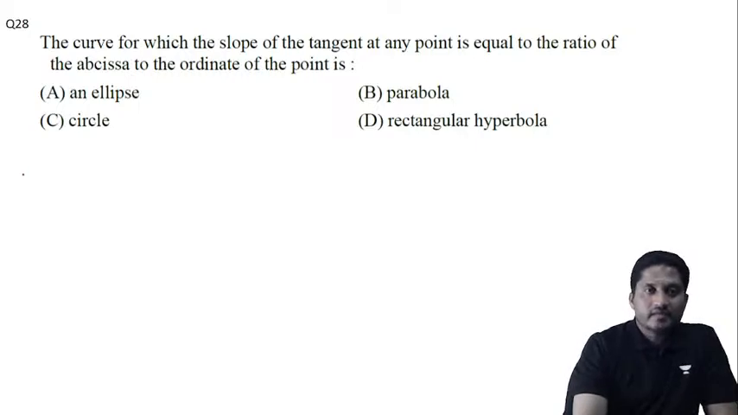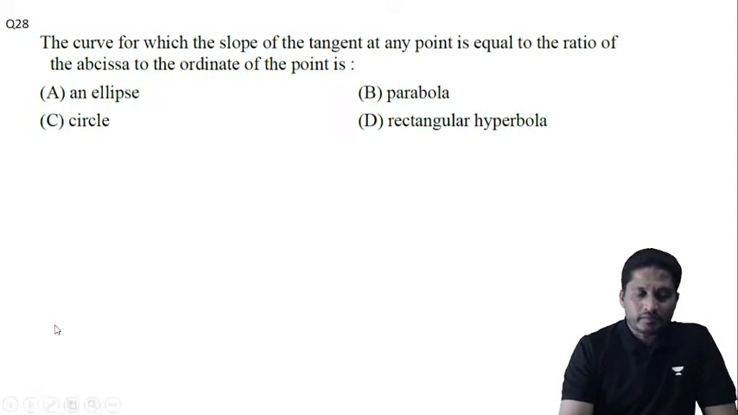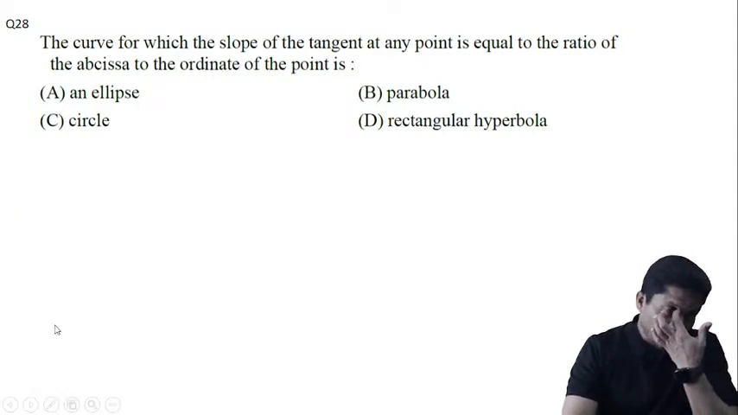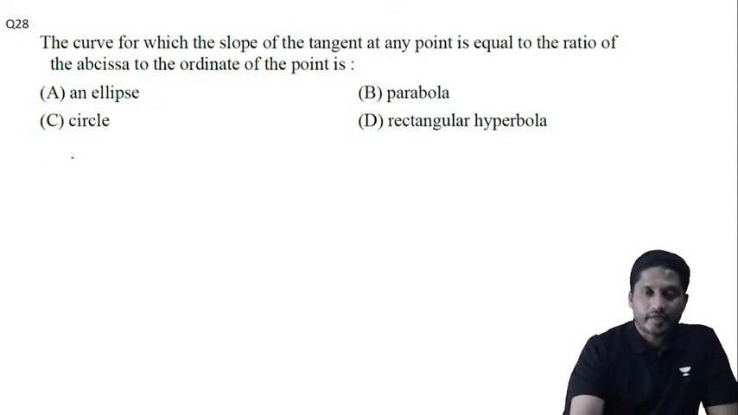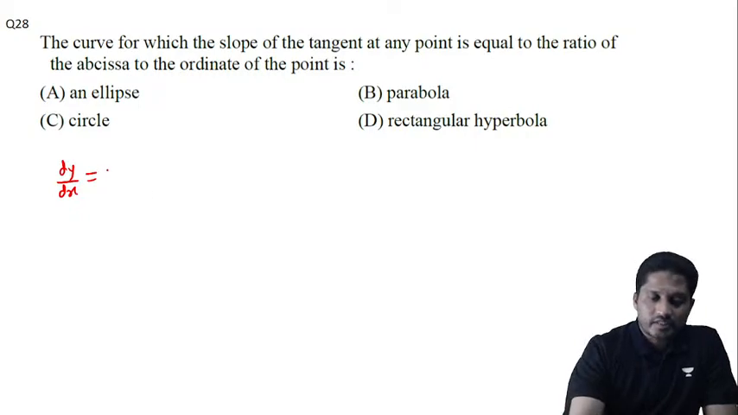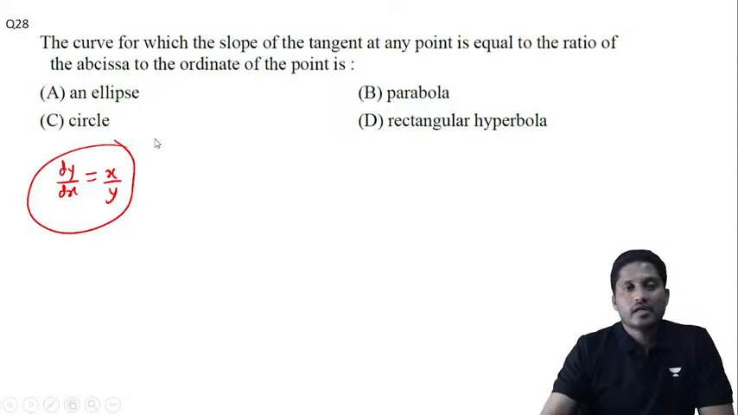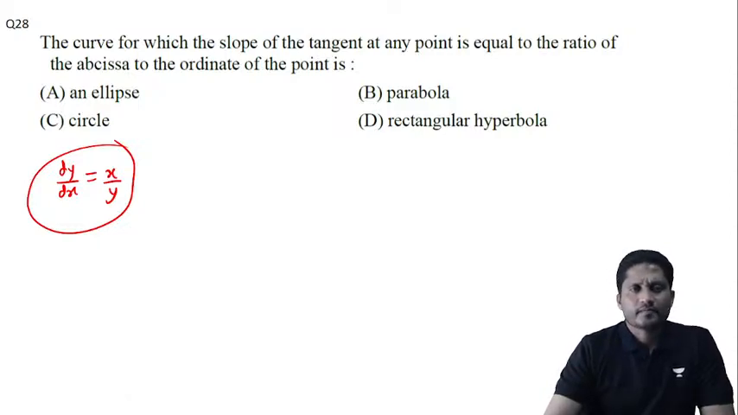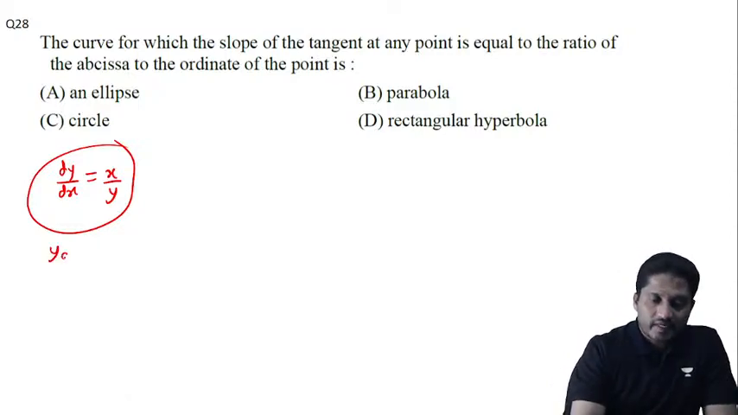Question number 28. The curve for which the slope of the tangent at any point, slope of the tangent dy by dx at any point is equal to ratio of the abscissa to the ordinate, that is x by y. Abscissa is the x coordinate, ordinate is the y coordinate. Dy by dx is x by y. If I cross multiply, I get y into dy is equal to x into dx.